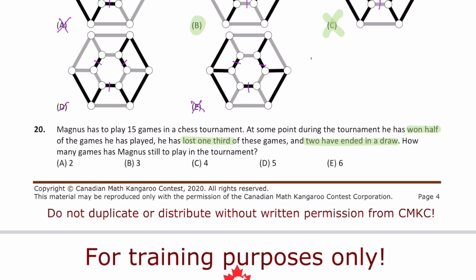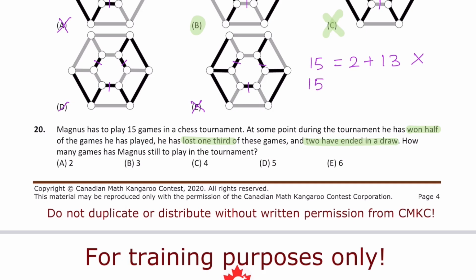So let's say out of the 15, he still has to play 2 games. That means he has finished 13 games, right? Now, is 13 divisible by 2? No. And he cannot win 6.5 games, right? That means this option won't work.